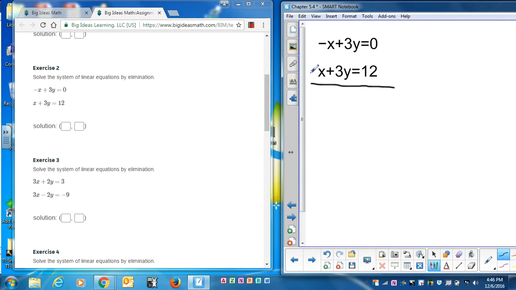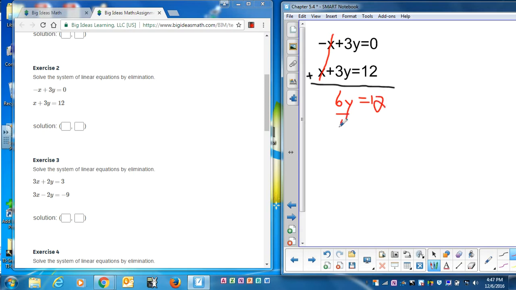In this case, I'm going to add them together. And I'll talk a little bit more about how you know whether you should add or subtract. I'm going to add them together because when I add a negative and a positive of the same amount, I know that they cancel out. So when I add these together, my x values cancel out. Negative x plus x cancels out. 3y plus 3y equals 6y equals 12.